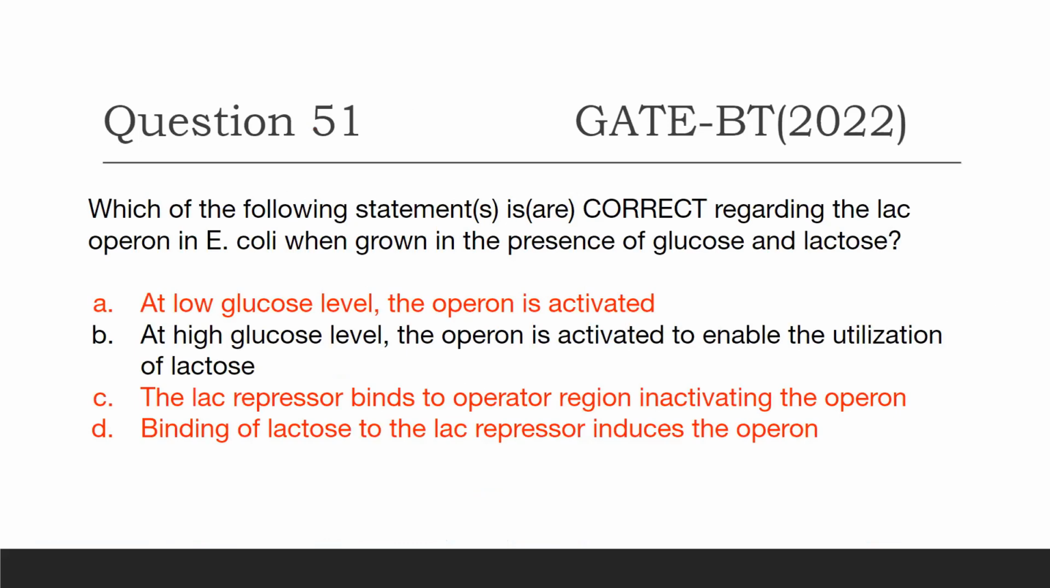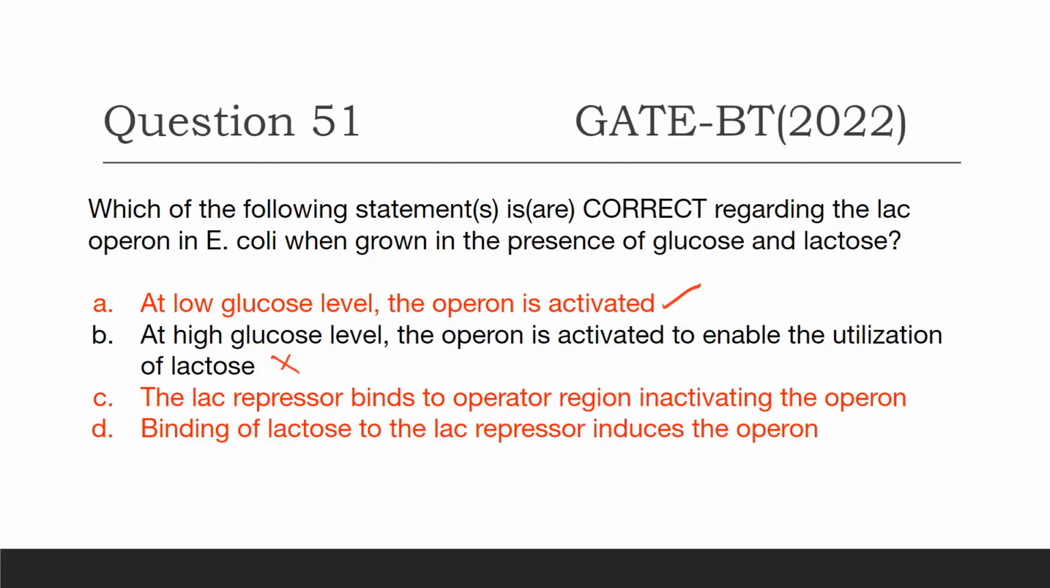So the correct answers are A, C, and D. So like we saw, at low glucose level, the operon is activated, which is correct. The second option is the opposite of option A, that is at high glucose levels the operon is activated to enable the utilization of lactose, which is not true. At high glucose level, the operon will not be activated because the glucose will be being utilized at that point, right? So there is no need for the production of enzymes required for the breaking down of lactose.